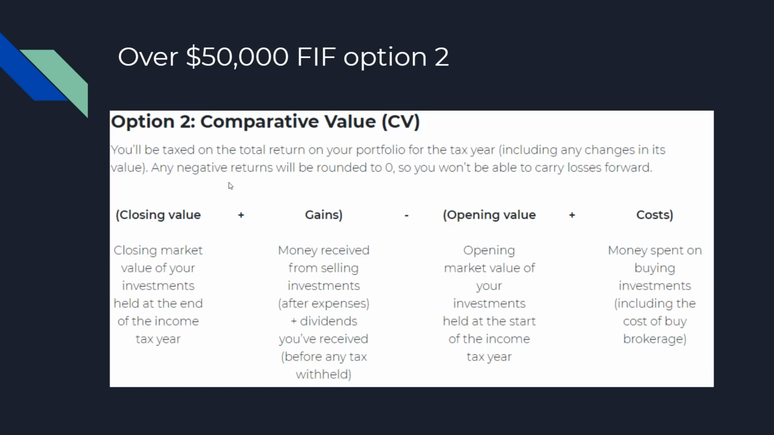So using the CV method, you have your closing value plus your gains from the year, plus the dividends, and you minus the opening value plus the cost. So this is just the way that it's calculated. And again, Investnow does all that calculation for you.